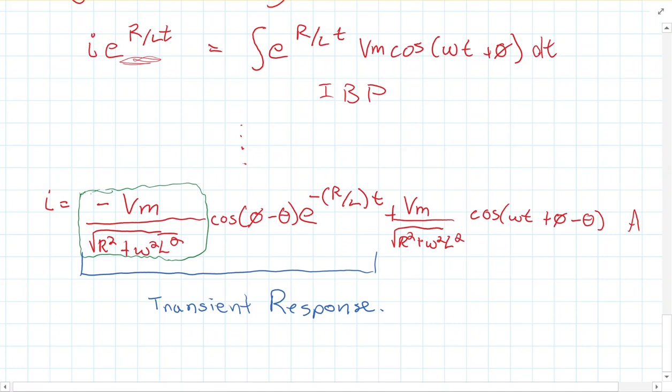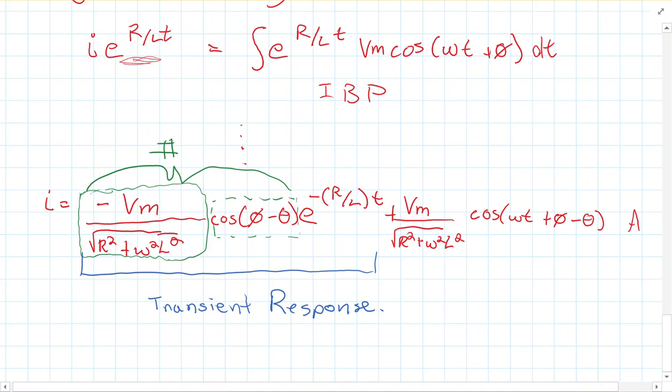Those are all numbers. So this is just a number sitting out. Well, this here, that's also just another number. There's no t involved with that. That's cosine of phi minus theta. And again, I don't necessarily know what those are, but that's just a number. So this whole thing right here is just a number.